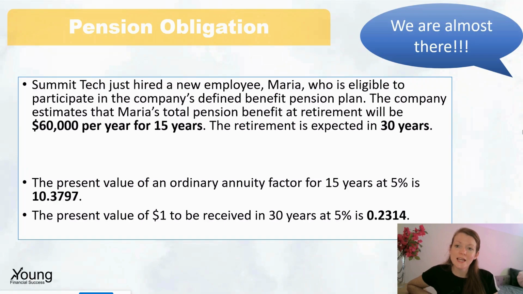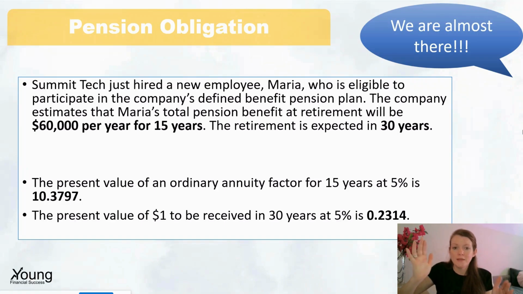So Summit Tech just hired a new employee, Maria, who is eligible to participate in the company's defined benefit pension plan. The company estimates that Maria's total pension benefit at retirement will be $60,000 per year for 15 years. The retirement is expected in 30 years.